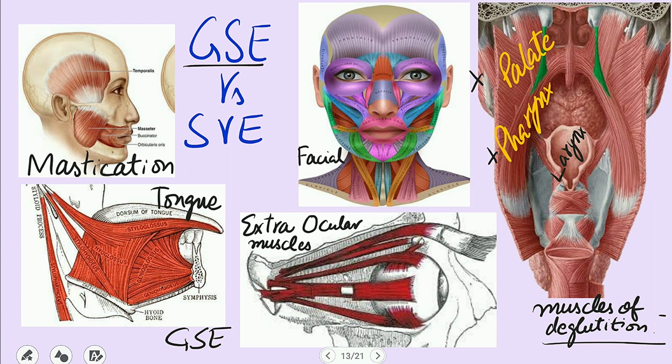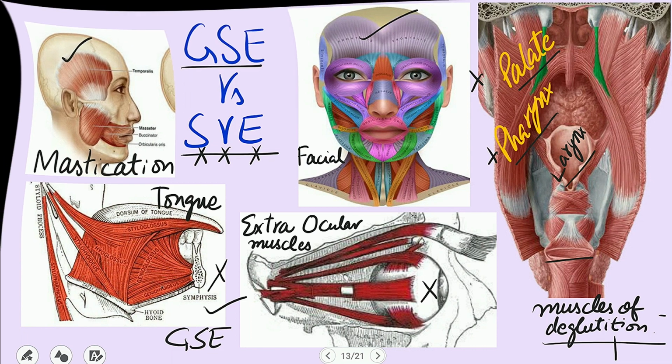And the difference of development or origin is that the muscles of the tongue and the extraocular muscles are derived from somite mesoderm. So they are truly skeletal muscles, while the mastication muscles, facial expression muscles, and muscles of deglutition, which include the palate, pharynx, laryngeal muscles, and upper esophageal muscles, are derived from the branchial arches, and branchial arches are derived from mesenchyme and neural crest cells. That's why these muscles are labeled as special visceral efferent muscles of the branchial arches.